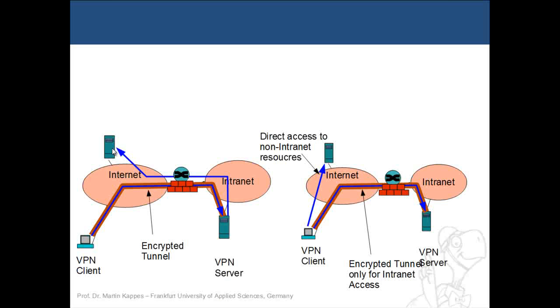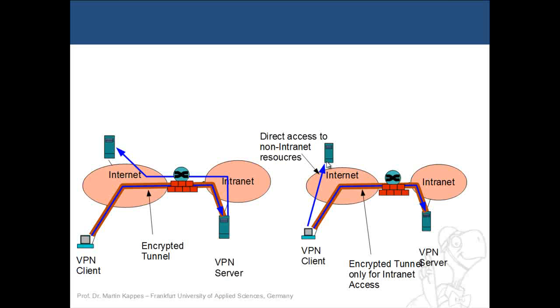It's not the most efficient way of doing it. It seems much more efficient if only those connections which really need intranet access would go through the VPN, and all other connections are routed directly to the internet. And this is known as split tunneling.